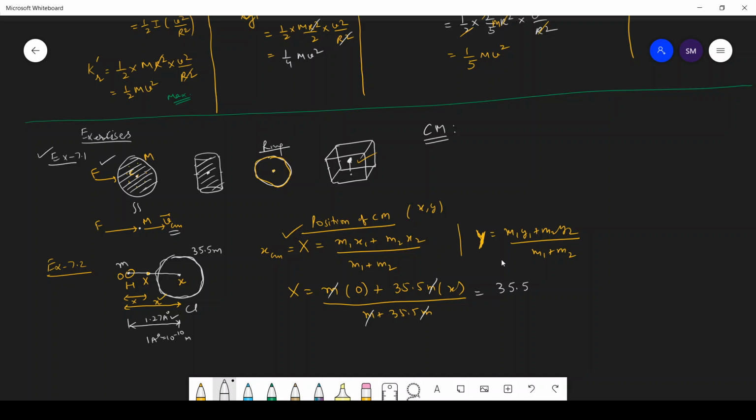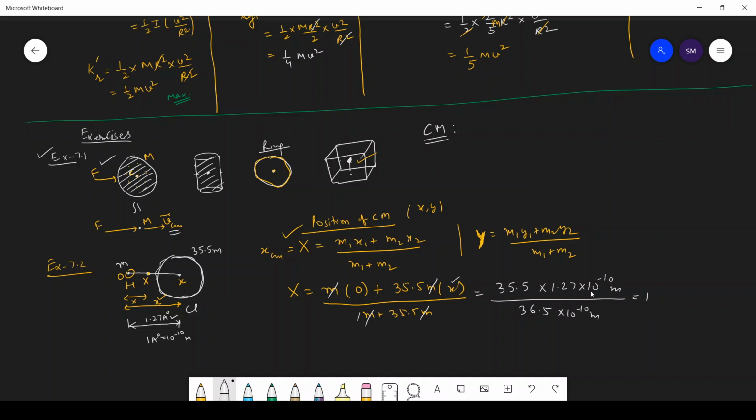This distance is in angstrom and this distance is also in angstrom, so ultimately they cancel out. So the value of x is 1.27 into 10⁻¹⁰ meters divided by, don't forget that I have 1 over here, 1 plus 35.5, that is 36.5. So this also cancels out, and when we solve it, we will get the answer.